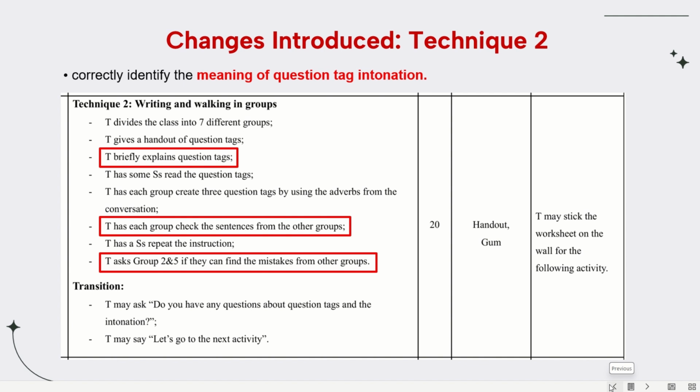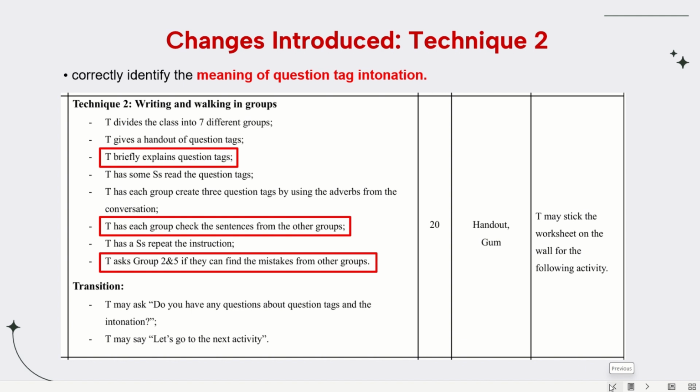Another change is that teacher has each group check the sentences from the other groups. So I don't think the students will have the chance to see all the sentences from the other groups because there are 7 different groups. And the last change is that teacher asks group 2 and group 5 if they can find a mistake from other groups. So why does it have to be group 2 and group 5? Why doesn't the teacher ask for volunteers or select other groups?